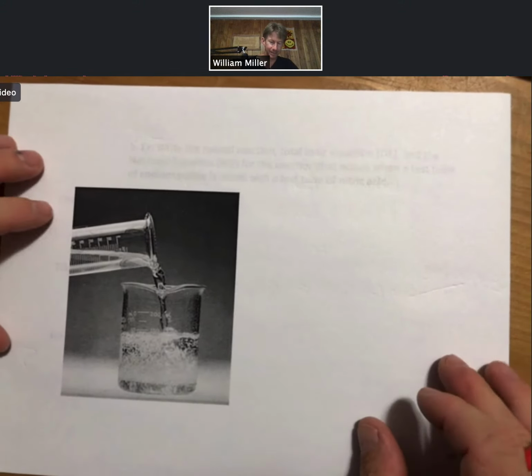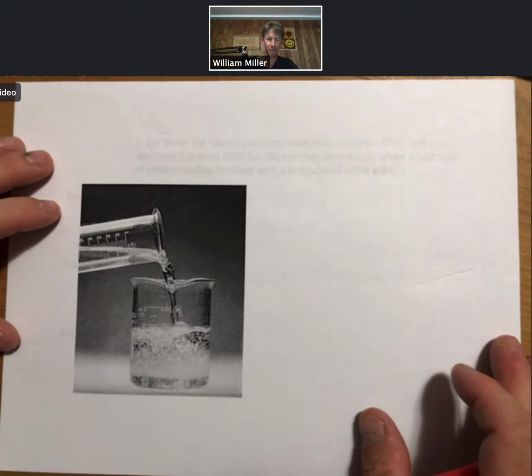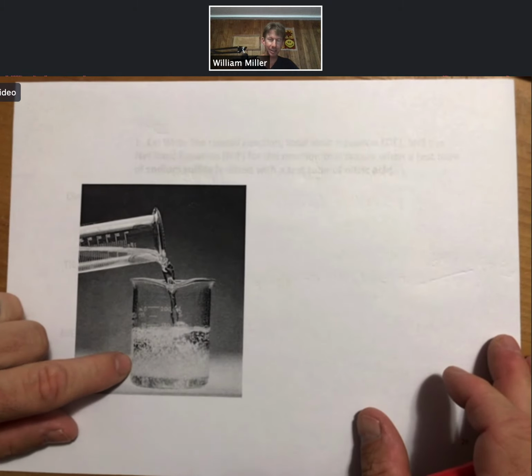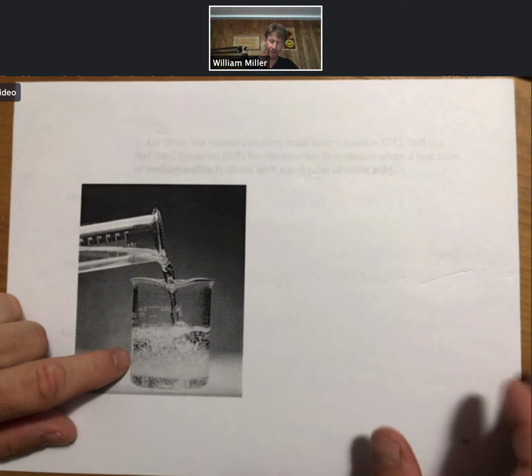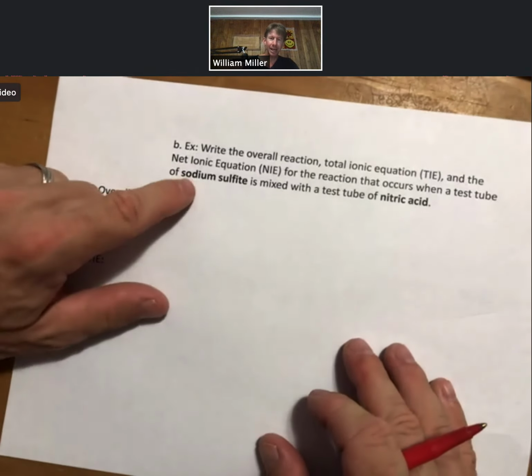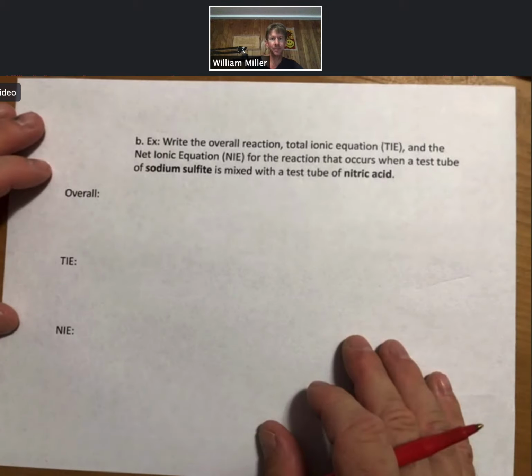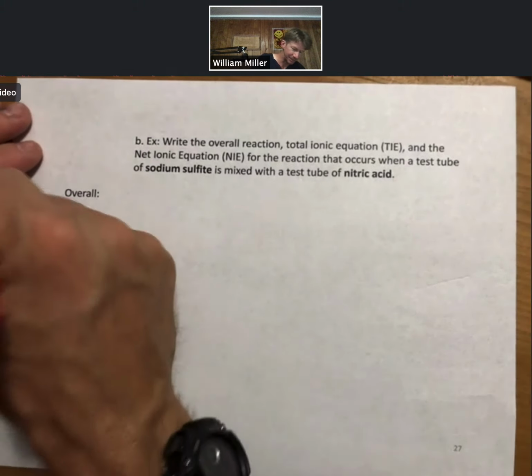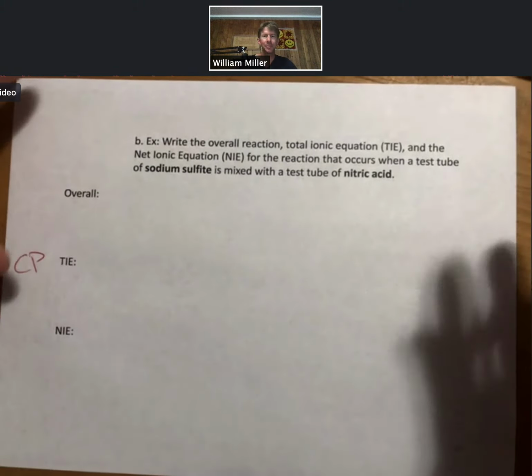And this is an attempt to show these two solutions being poured together and creating bubbles. Those bubbles are the carbon dioxide. And an example of sodium sulfate and nitric acid. This too will be a companion problem.